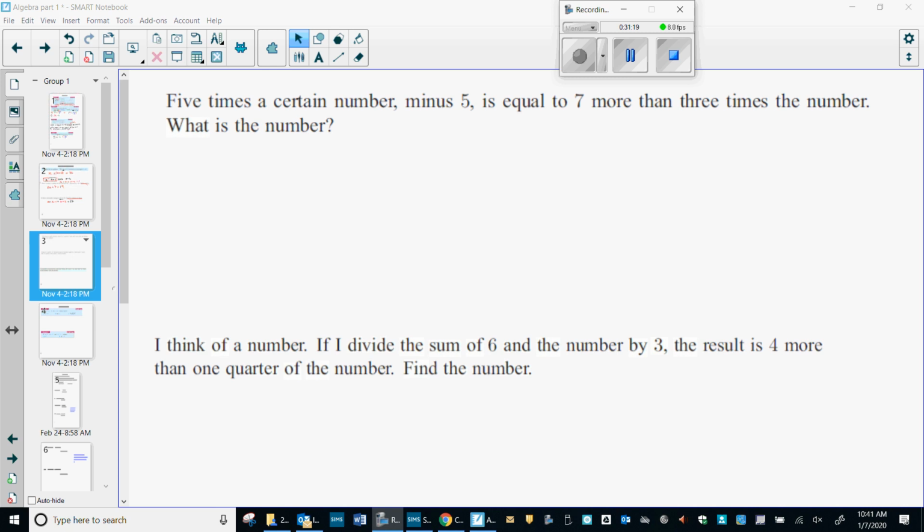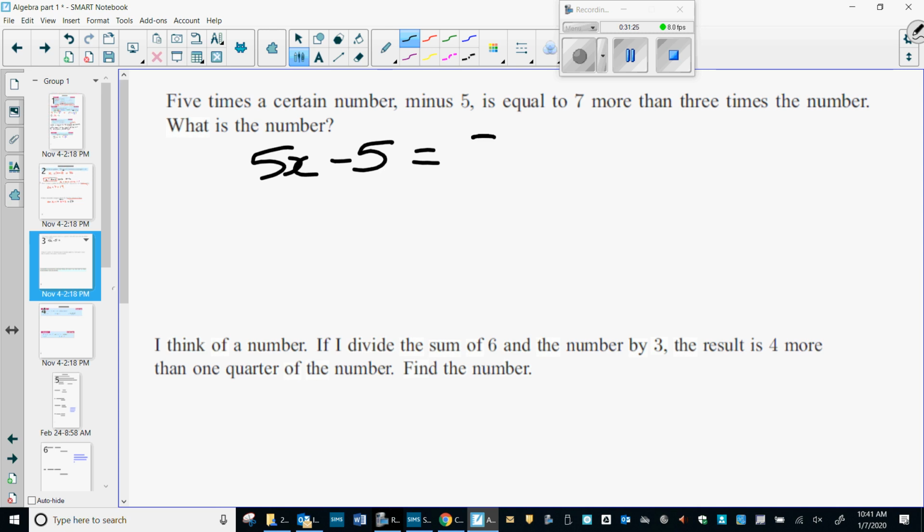Sure. What about 5x take away 5 equals 7 plus 3x? 5 times a selected number minus 5 is equal to 7 more than 3 times the number. Now, we used the same letter because they were talking about the same number. If they had said 5 times a different number, then we wouldn't have used the same letter. So it's really important that you appreciate that. So 5x minus 5 equals 7 plus 3x.